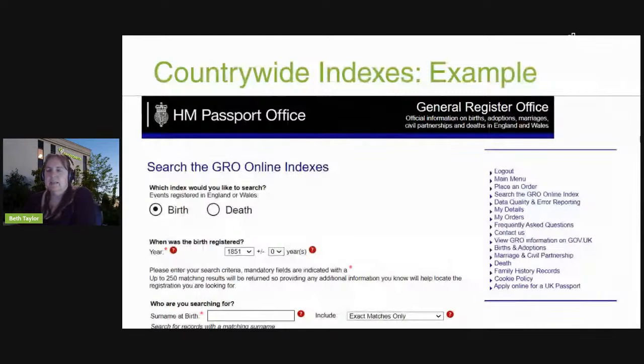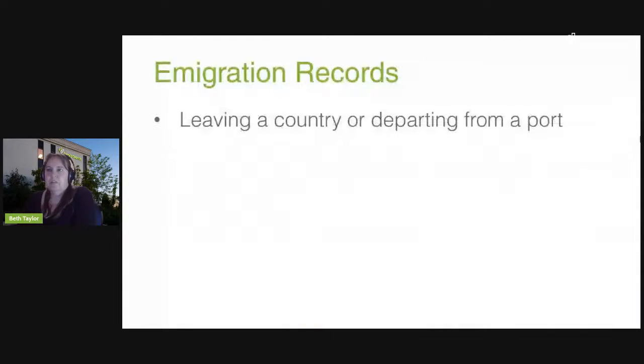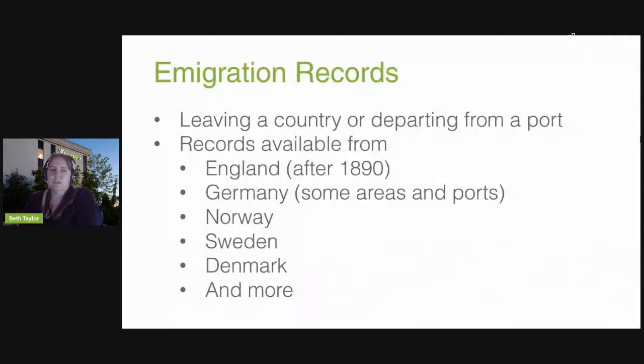So this is the UK's General Register Office indexes for births and deaths. England started keeping births, marriages, and death records in 1837. So if you have enough detail here in the US, you can sometimes find their birth in the UK. There are some emigration records or port of departure records that are available for if you're leaving a country or departing from a specific port.